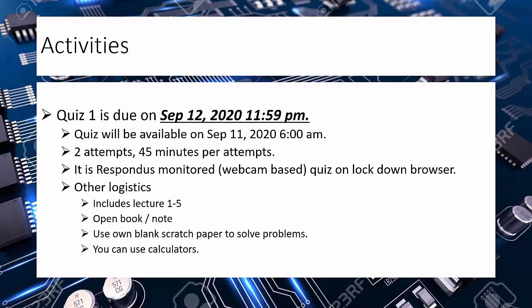Other than that, it's practically open book, open note. You can use any resources that you would like. You can use calculators and solve the problems. Again, the main target of the quizzes is to make sure you understand where your weaknesses are, go back and study those parts with a focus, and then come back and do the second attempt to get full marks on the quiz.